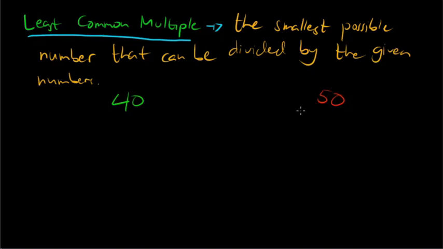Ano daw ang smallest possible number na kapag dinivide ko kay 40 and 50 ay walang sasobra. Try natin. To do that, I'd like to use prime factorization. Basically, kailangan kong express si 40 and 50 as a product of prime factors.